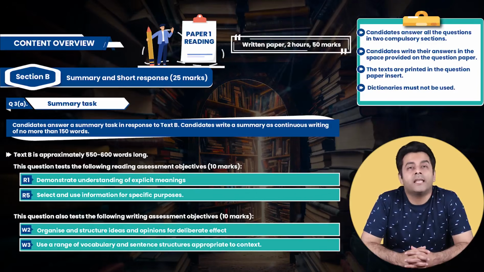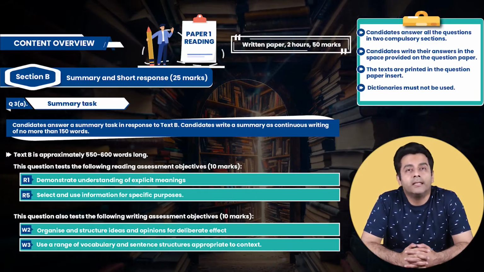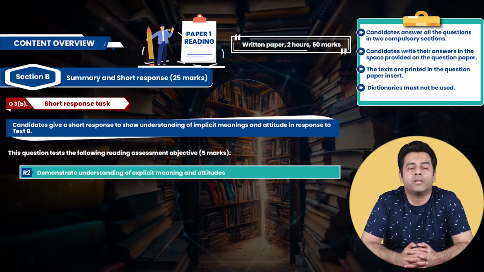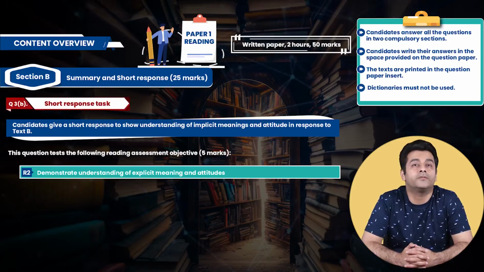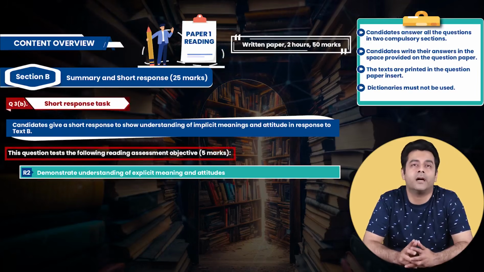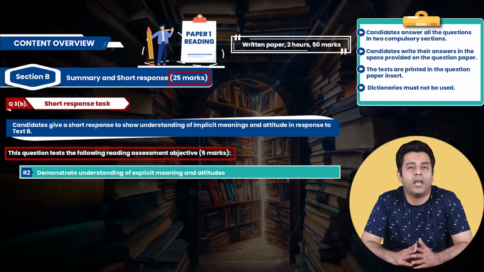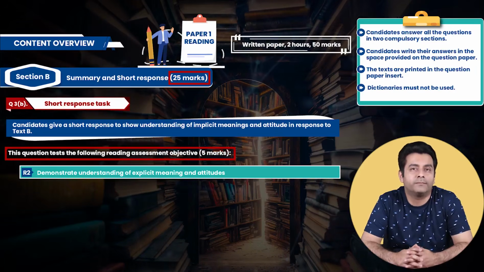Then in section B, there is going to be another question, question number 3B, and it would be a short response question, a sort of interview question, which would be of 5 marks, and the summary would be of 20 marks. So in this way, you are going to have 25 marks for section A and 25 marks for section B.